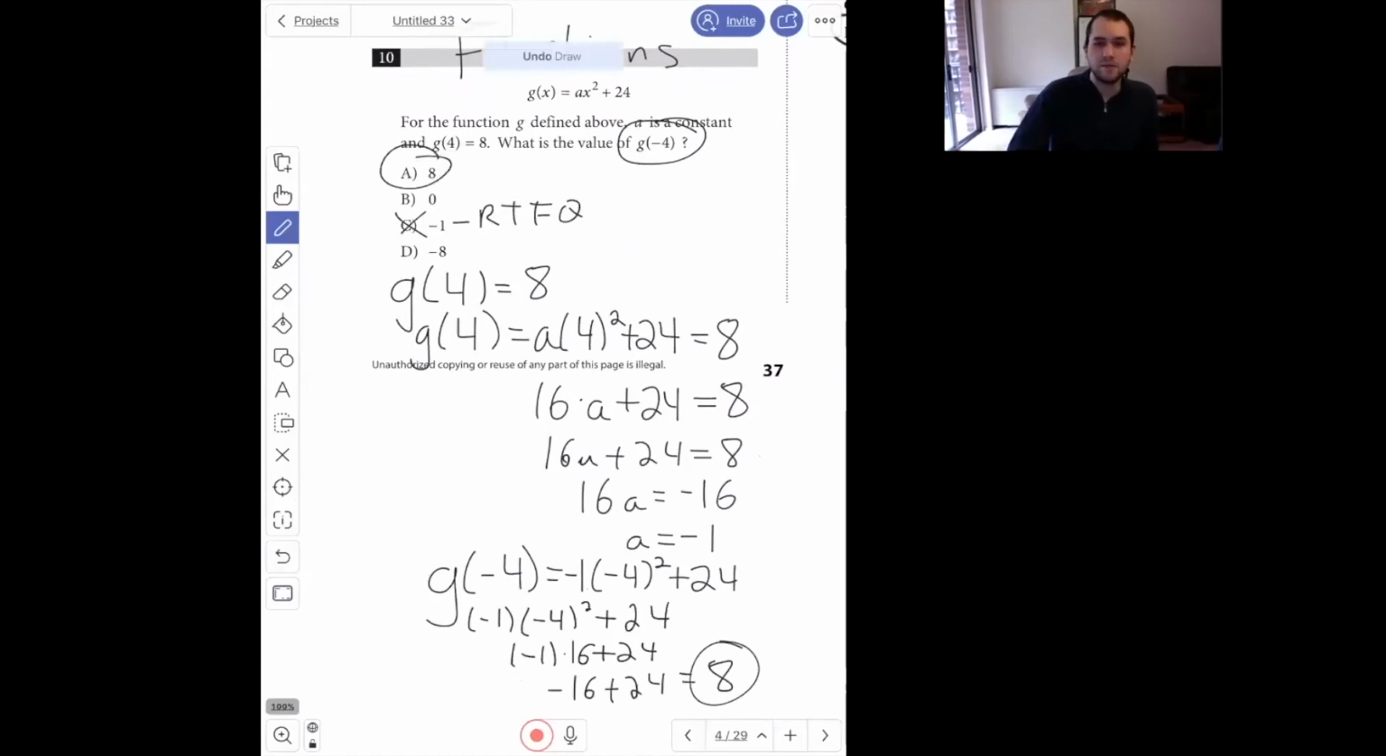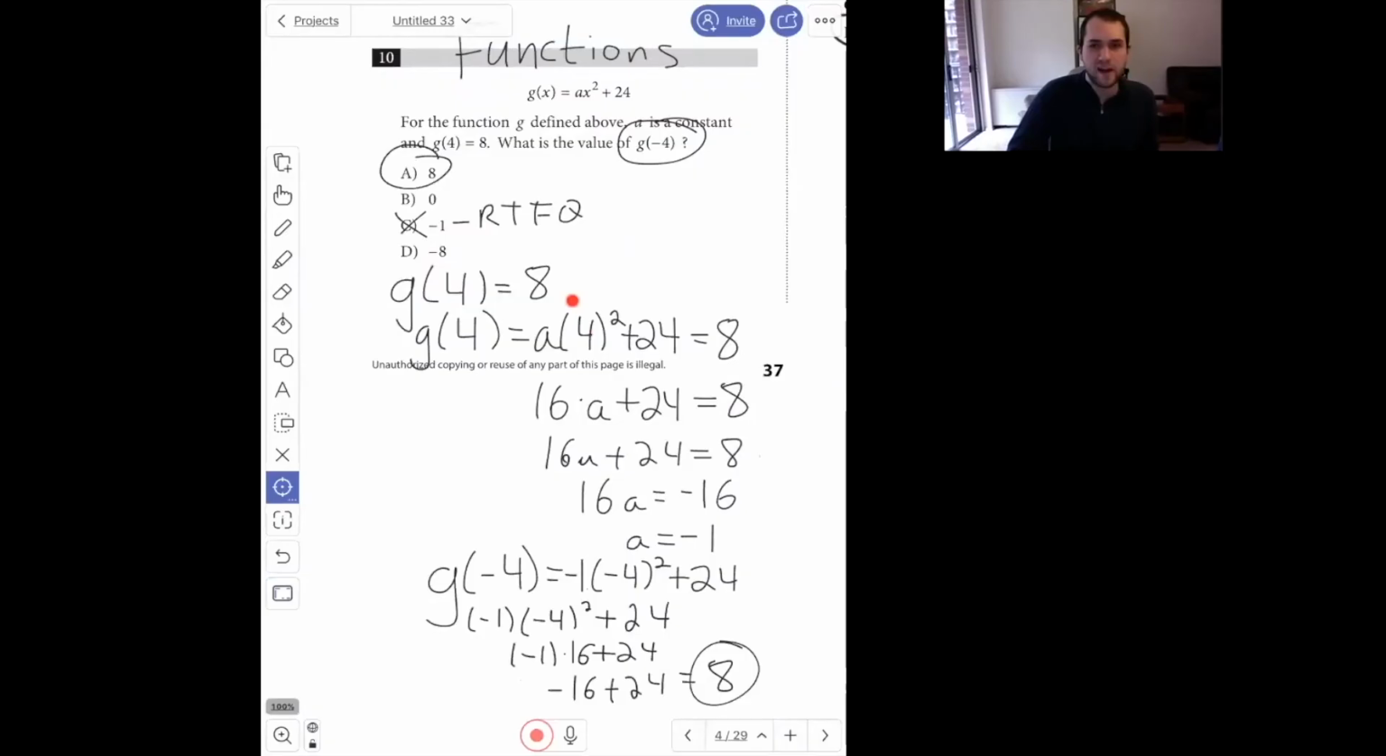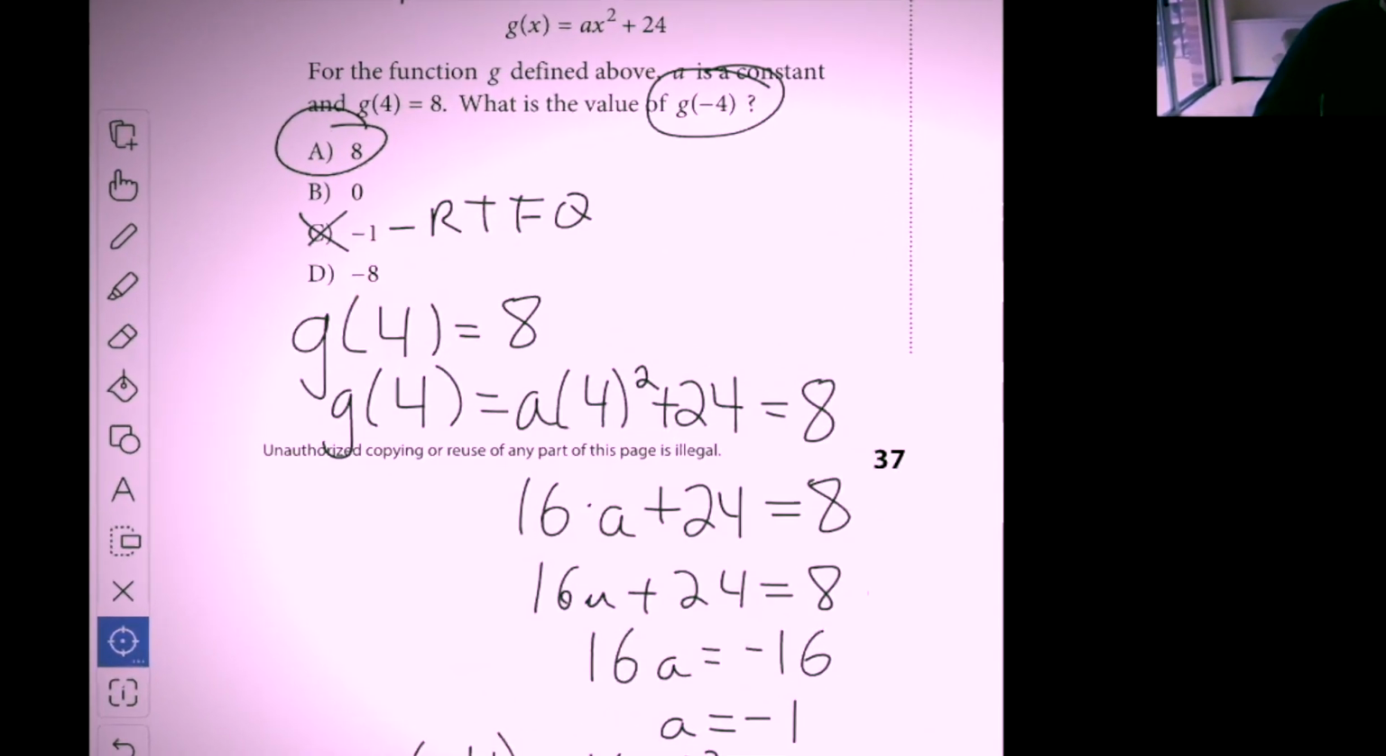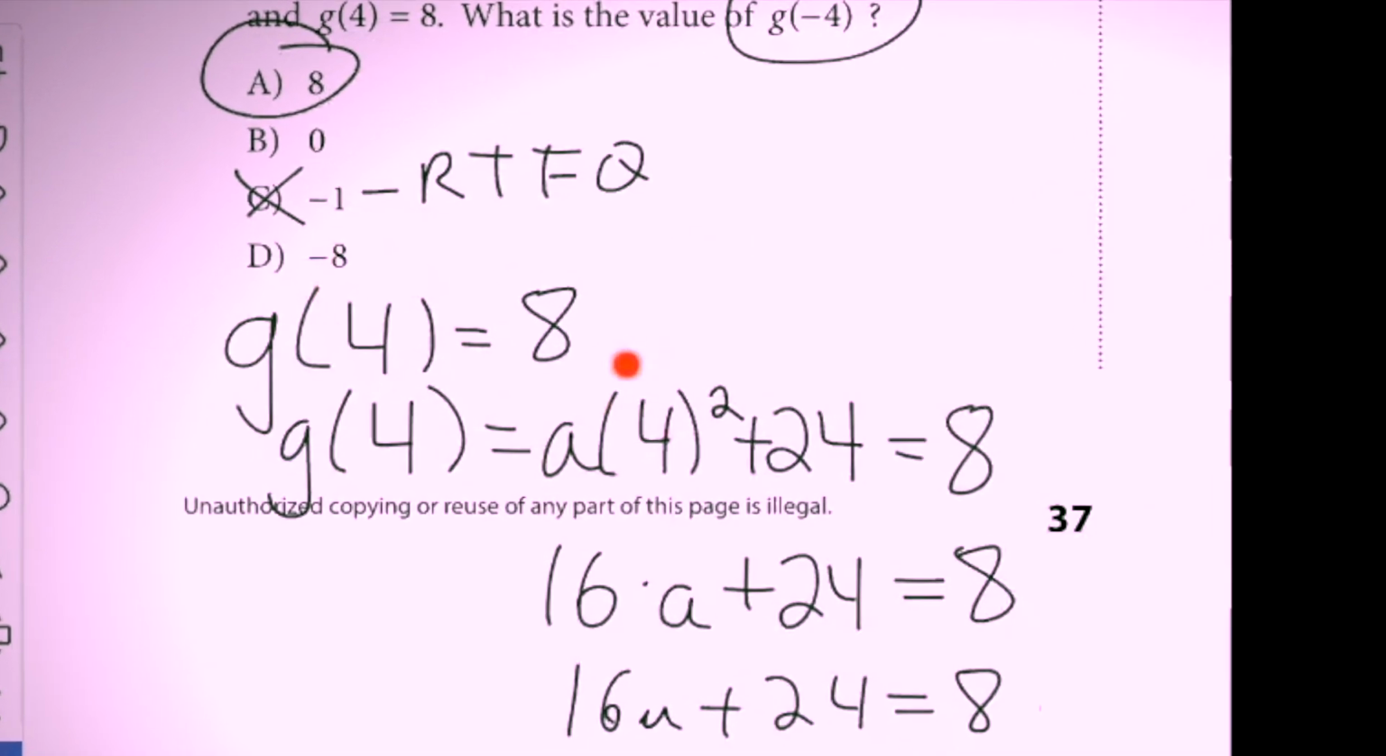I want you guys to be pretty good tackling these function questions, because questions exactly like this show up on the SAT a lot. Remember, our most important rule: what goes into the parentheses gets substituted for x.